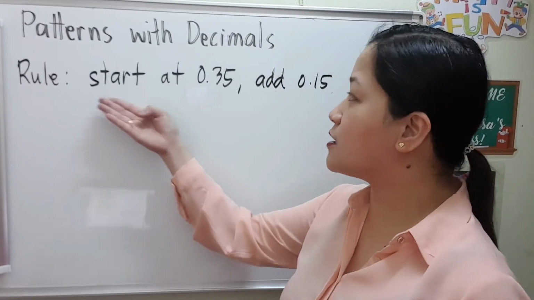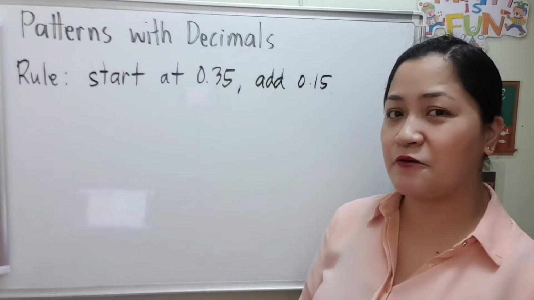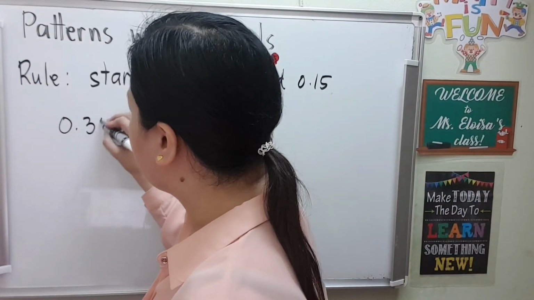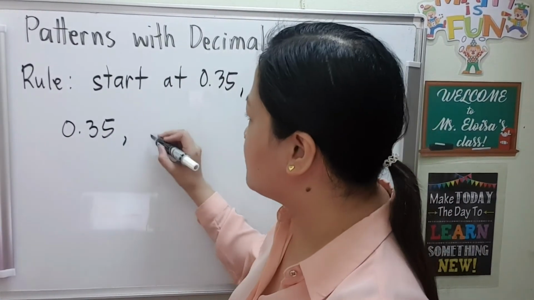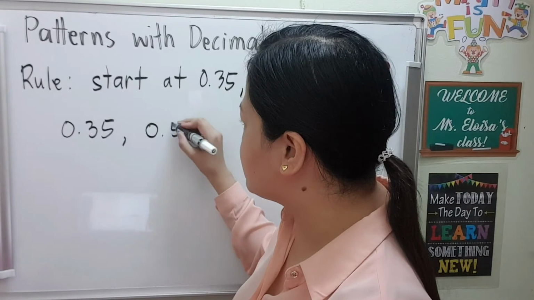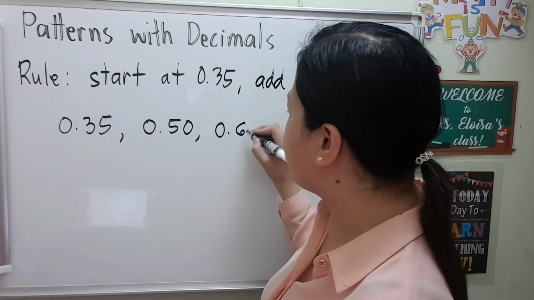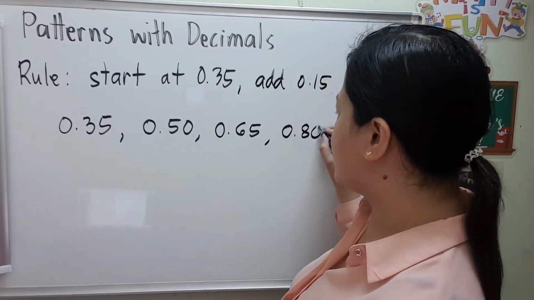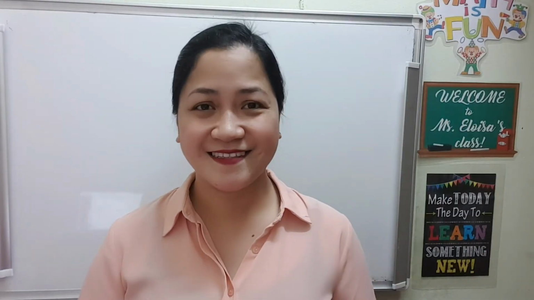So we are going to start at 0.35 and we will add 0.15. So the first term will be 0.35. Then add 0.15. So that will be 0.50. Then the next term will be 0.65. Then the next term will be 0.80 and so on. Do you all get it? It's not that difficult, isn't it?